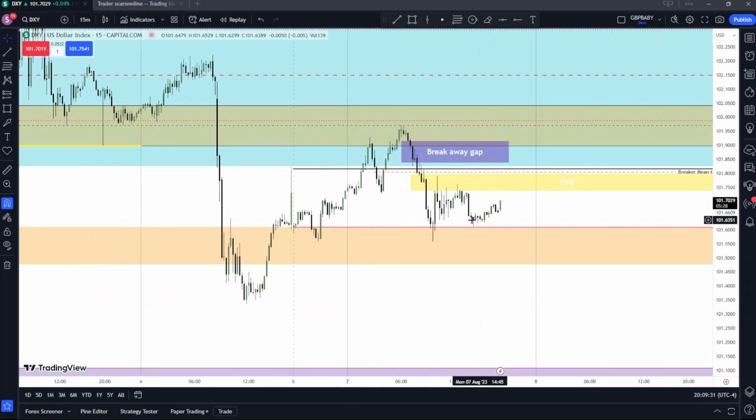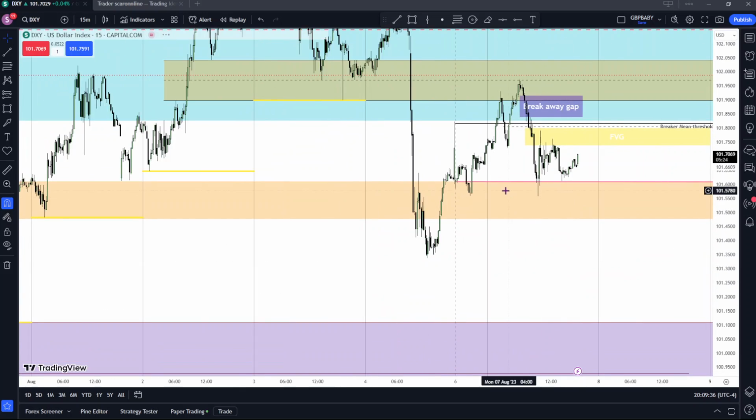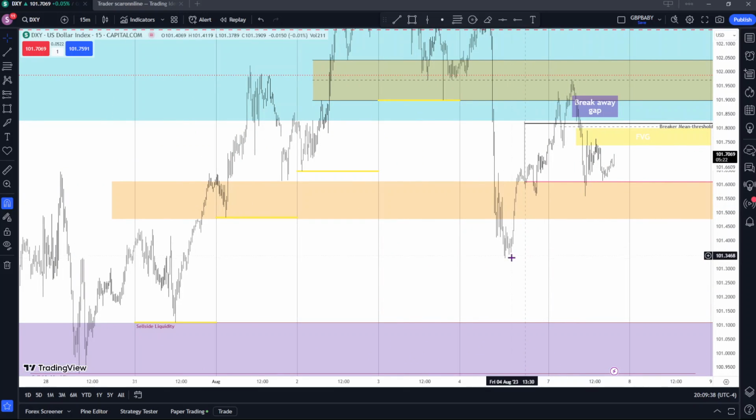I'm expecting on dollar, so I'd like to see us trade into the fair value gap and then start to make our way lower for the rest of the day, taking out these lows, and we'll see if we can reach for this south side liquidity maybe on Wednesday or Thursday.